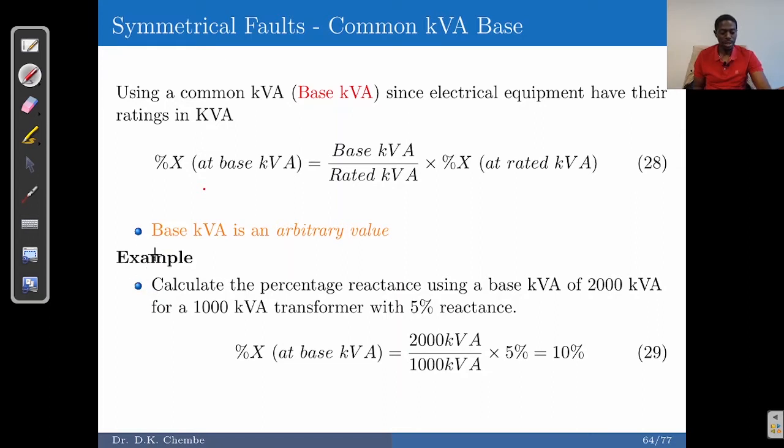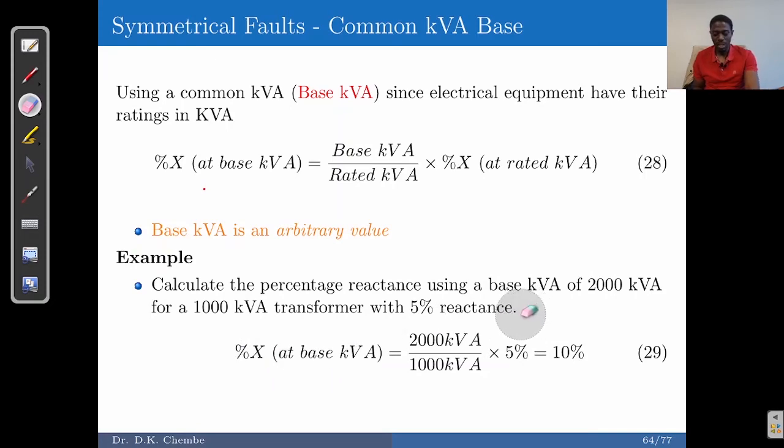For example, you are to calculate the percentage reactance using a base KVA of 2000 KVA for a 1000 KVA transformer with 5% reactance. So the percentage reactance at base KVA is going to be equal to the base KVA that you have chosen over the KVA rating of that transformer multiplied by the percentage reactance of that transformer, which in this case gives us 10%.